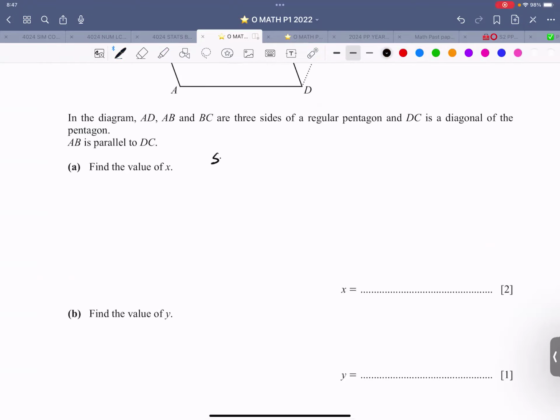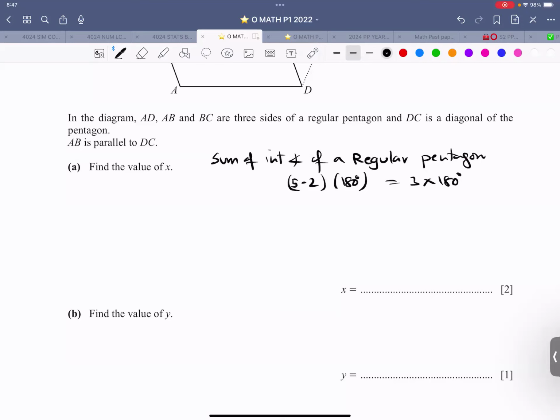So the sum of interior angles of a regular polygon, and that polygon is a pentagon. So that is 5 minus 2, into 180. That is 3 into 180. Leave it as it is.